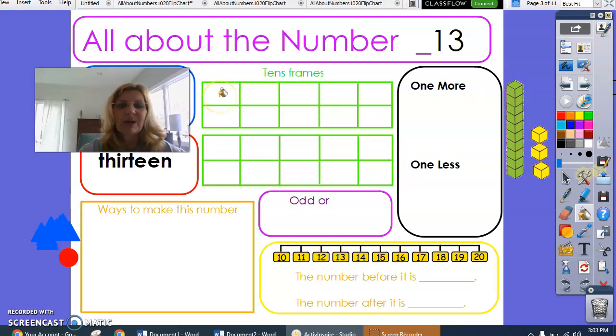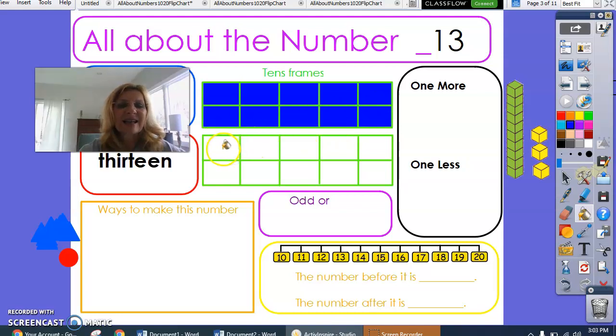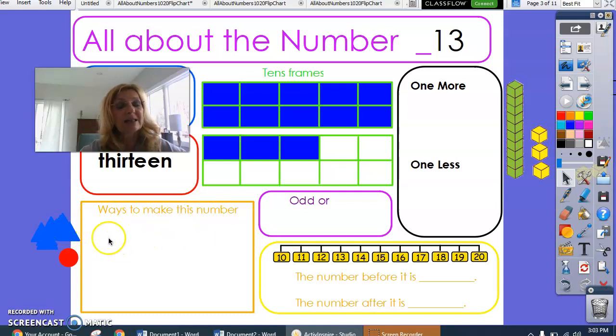All right, so let's use our 10 frames to build 13. Can you count as I build? Let's go. 1, 2, 3, 4, 5, 6, 7, 8, 9, 10, 11, 12, 13. Beautiful. So we made 13. Excellent. Now, ways to make this number.